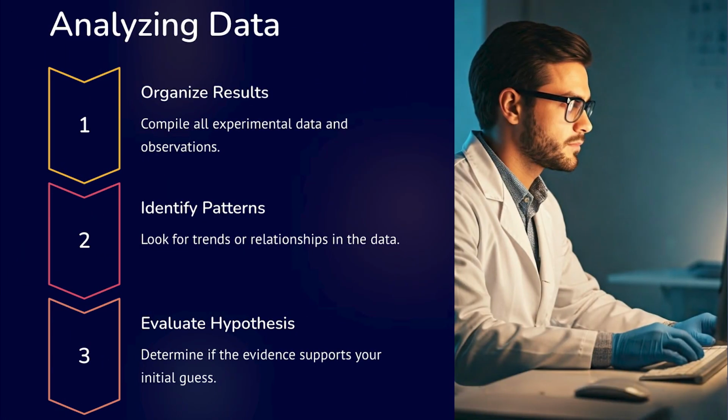Once your experiment is complete, it's time to analyze the data. What did you observe? Did the liquid turn blue as expected? Or maybe something else happened? Data analysis involves organizing your results, looking for patterns, and determining whether the evidence supports your hypothesis. This step may involve calculations, graphs, or statistical analysis to make sense of what you found. In our case, if we find that the liquid turns blue consistently when heated, it supports our hypothesis. If it doesn't, we need to rethink our idea.